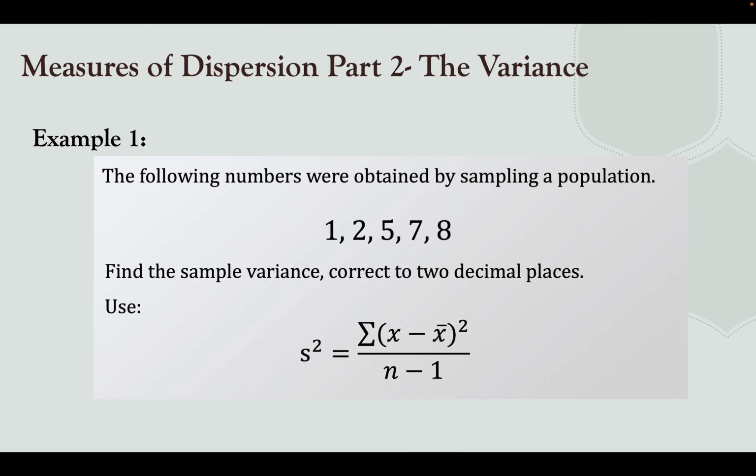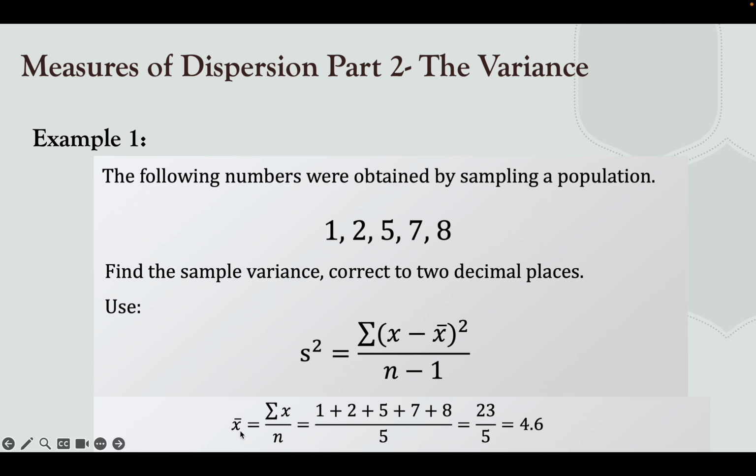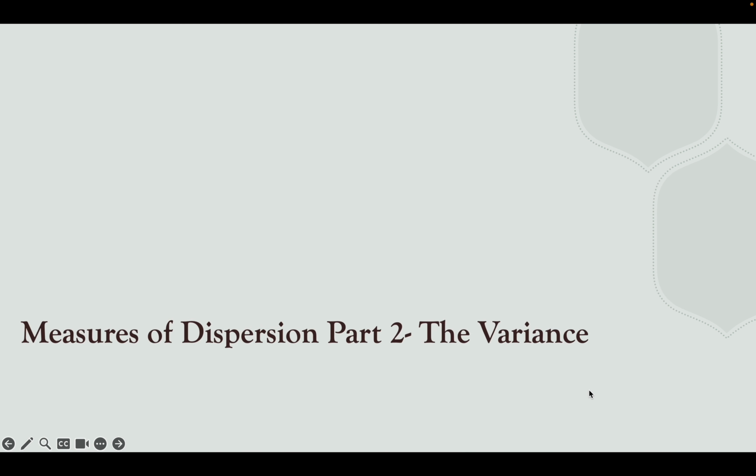Example number 1, the following numbers were obtained by sampling a population. We have 1, 2, 5, 7, 8. So it's stated sampling a population. That means for the given data, we will find the sample variance. So this is the formula in finding the sample variance. First, we're going to find the mean of the given data. The mean is equal to the summation of x over n. So we have 1 plus 2 plus 5 plus 7 plus 8 equals 23, divided by 5. 23 divided by 5, we have 4.6. So the mean is 4.6.